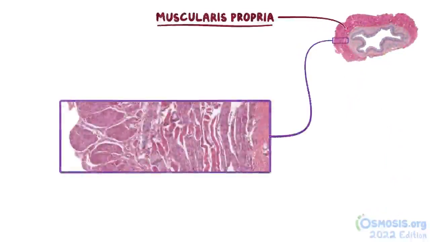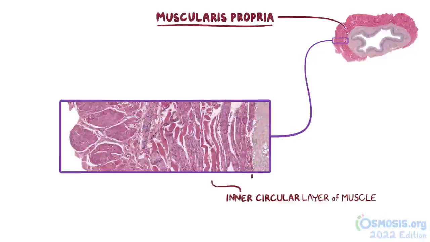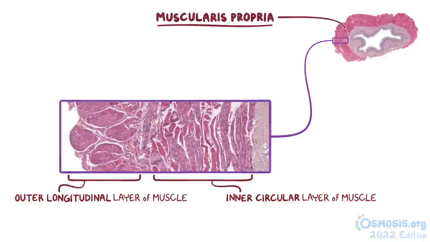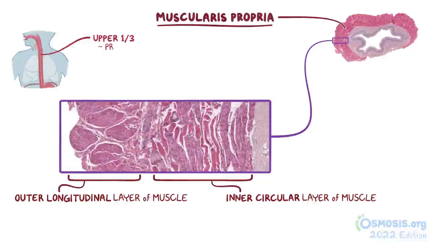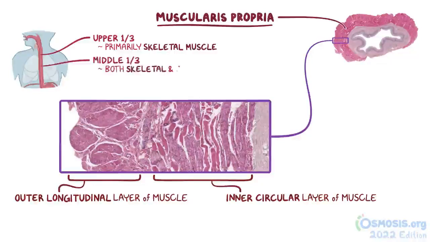The next main layer is the muscularis propria, which varies depending on the portion of the esophagus we're looking at. But throughout the entire esophagus, there will be an inner circular layer of muscle and an outer longitudinal layer of muscle. The proximal portion of the esophagus is under voluntary control, so the upper third of the esophagus will have primarily skeletal muscle. The muscle type will gradually transition from skeletal to smooth muscle. So, as a result, the middle third will have both skeletal and smooth muscle present, and the lower third will consist entirely of smooth muscle.